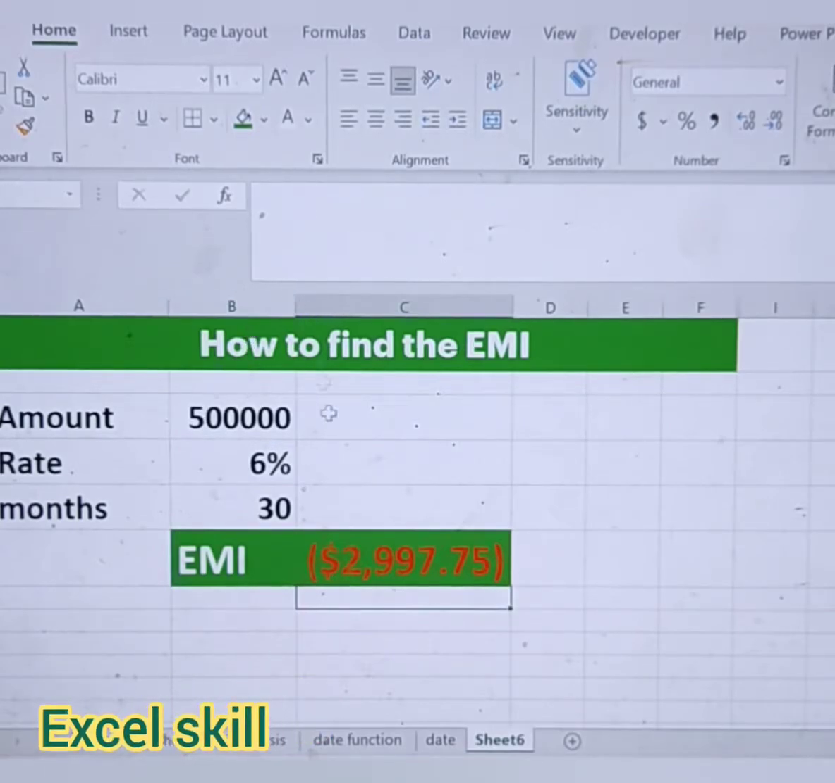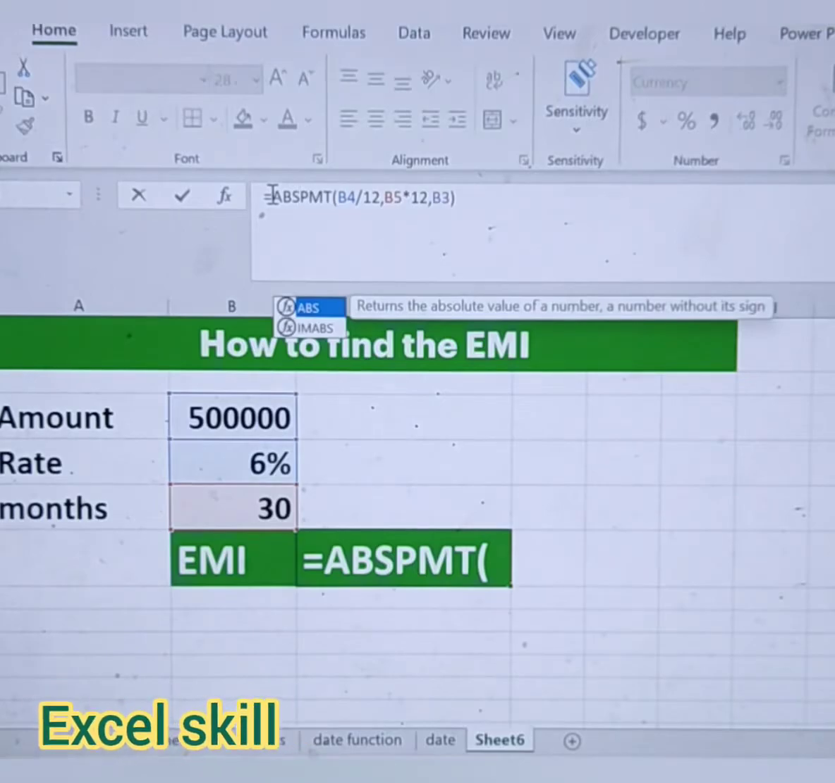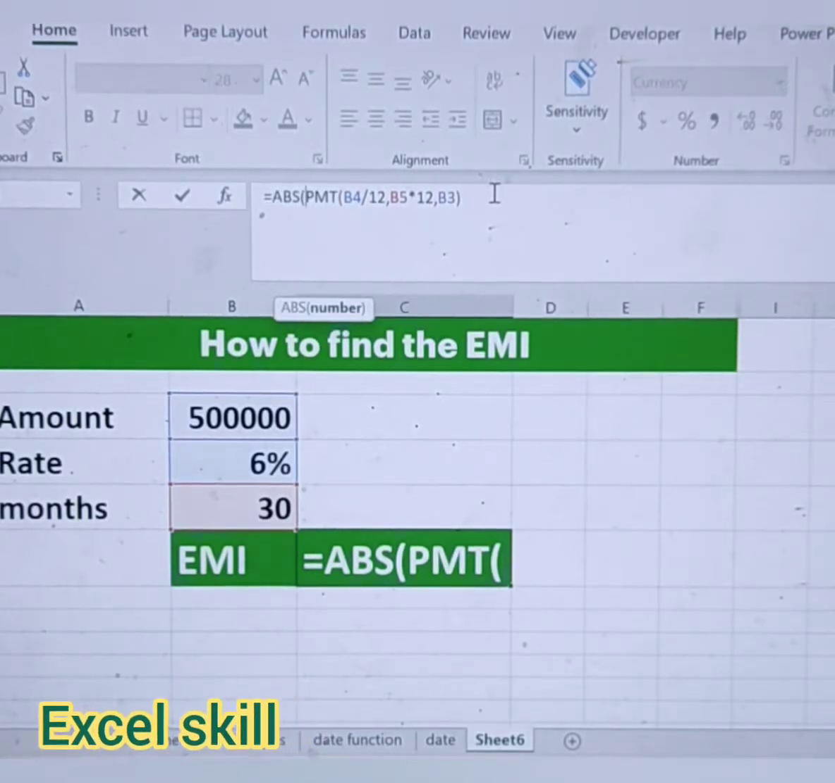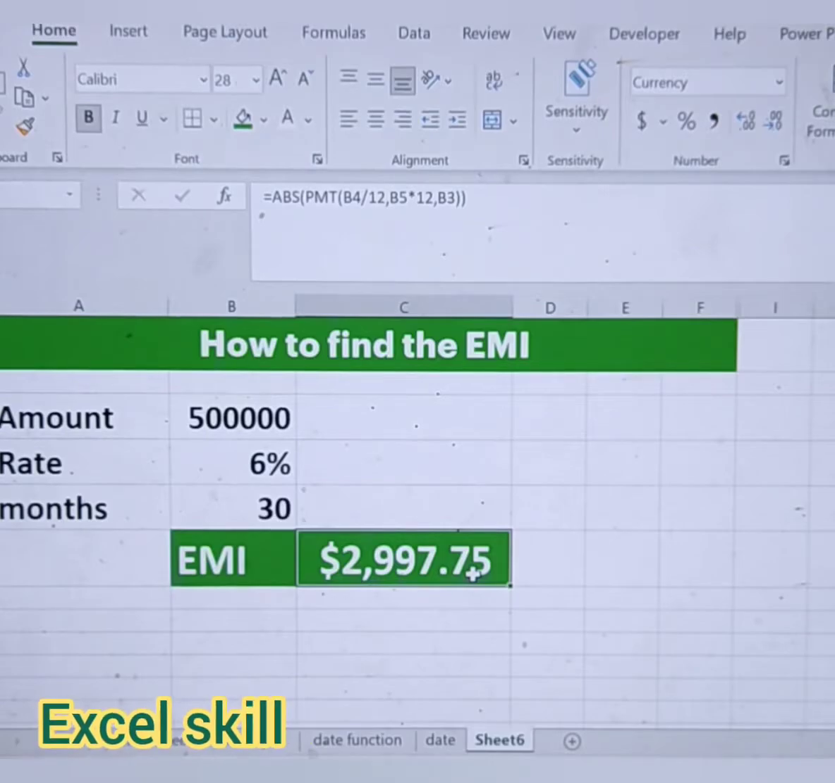You could see the amount is in negative. In order to get this into positive, click on that again. Before the PMT, you have to type ABS. Open the parenthesis and close it at the end of the formula and hit enter. Your amount has turned out to be positive with the help of the ABS function.